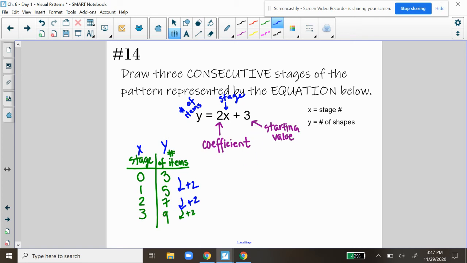So then when I go and draw it, I would have stage 0, stage 1, stage 2, stage 3, and I could draw whatever I want to draw. Let's say I'm going to draw some stars. So I would have 1, 2, 3, and then I have 1, 2, 3, 4, 5, and you get the idea and you would continue.